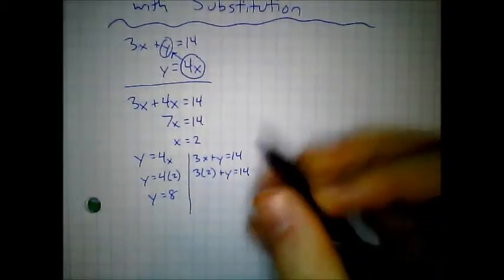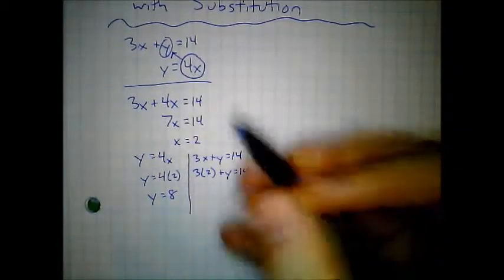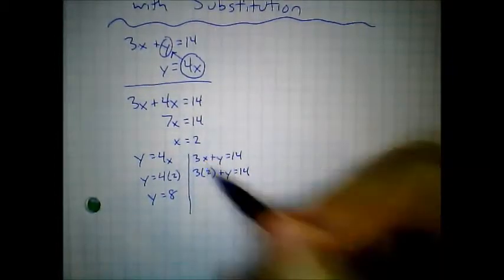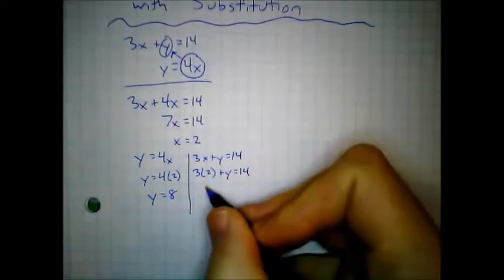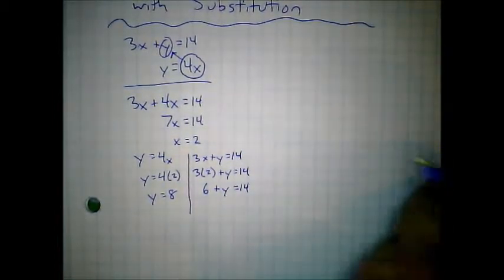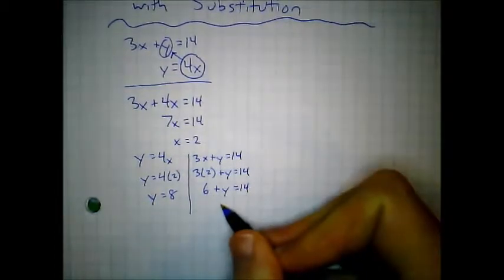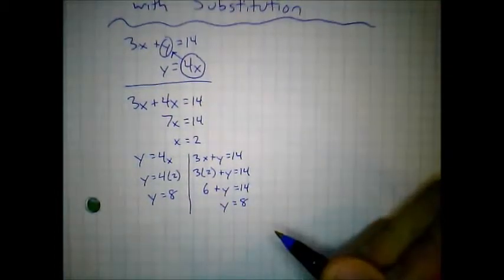Now this one's a little bit trickier because it's not as nice and neat as the other one was, but we still go through our same steps. We're still substituting 2 in for x. 3 times 2 is 6. So we have 6 plus y equals 14. And we just solve this equation. 6 plus what number equals 14? Or we subtract 6 from both sides, and we also get y equals 8.